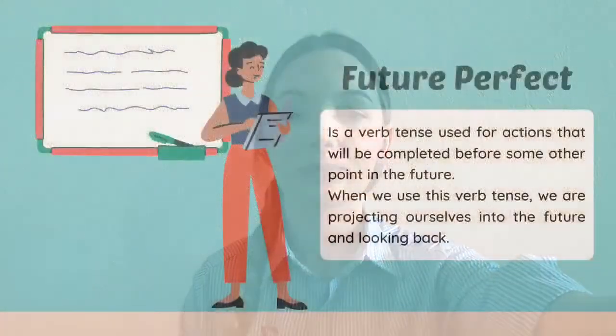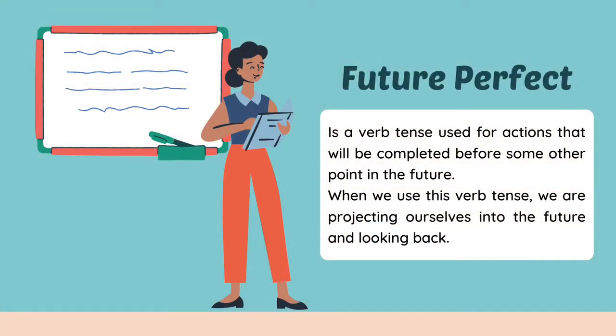Today we will learn about the future perfect tense, so keep watching and pay attention to the video. The future perfect is a verb tense used for actions that will be completed before some other point in the future. When we use this verb tense, we are projecting ourselves into the future and looking back toward an action completed sometime after the present. Most of the time, it is used with temporal expressions.